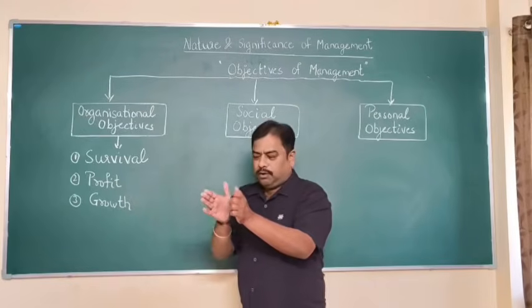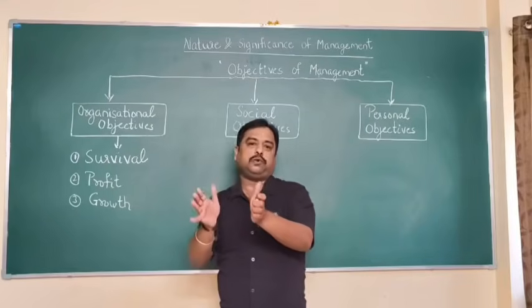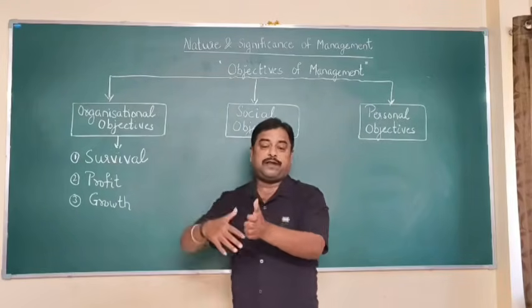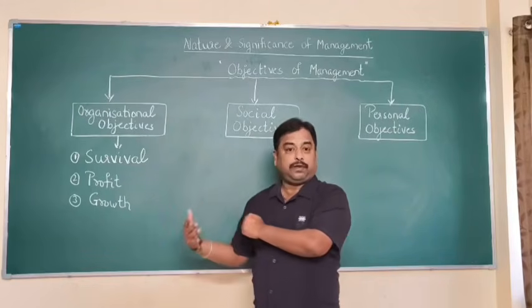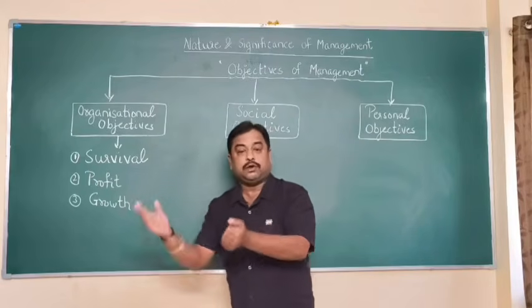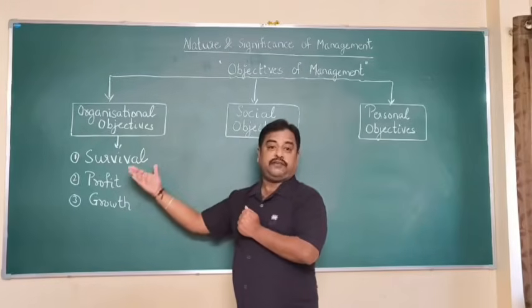What does growth mean? For example, first you are manufacturing only 10,000 rupees worth of goods. Now you start manufacturing 1 lakh units. Earlier you are earning only 50,000 rupees profit or 1 lakh rupees profit. Now the next year you target earning more profit. So you increase your production, increase your sales, increase your revenue.